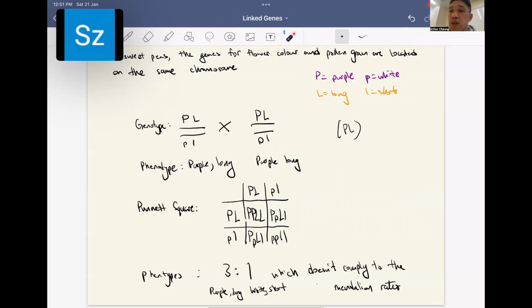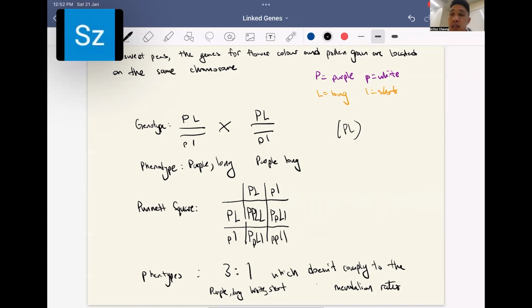Here, we would use capital letter P as the dominant allele, which gives rise to a purple flower color. The small p represents the recessive allele, which is the white flower color. And for the shape, we have capital letter L for the dominant allele and small l for the recessive allele, which will give rise to short pollen grain.